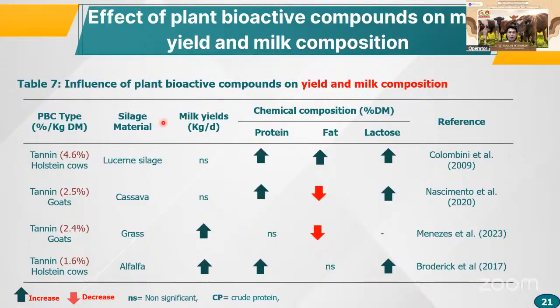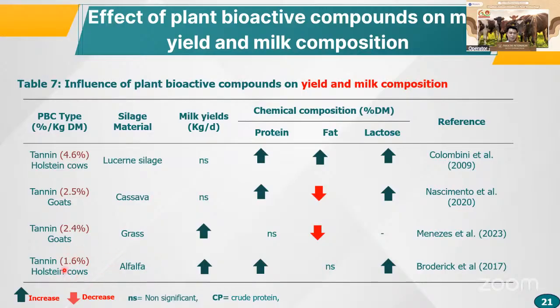When we look at milk yield and milk composition of dairy cows fed silage with an inoculant with plant bioactive compounds, in dairy cows fed with lucerne, crude protein content, fat, and lactose can be enhanced. However, milk yield did not change in either dairy cows or goats fed with lucerne silage or cassava.